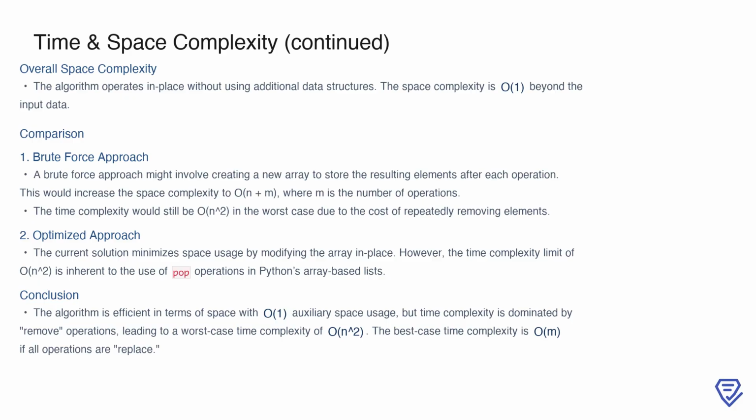However, the current solution is more space efficient due to its in-place modifications. In terms of time complexity, the algorithm still faces a worst case of O(n squared) due to the cost of remove operations. While the best case, where all operations are replaced, achieves O(m), the time complexity bottleneck remains inherent to the use of POP with Python's array-based lists. Overall, the algorithm strikes a good balance by minimizing space usage, but the time complexity is dominated by the overhead of remove operations in the worst case.